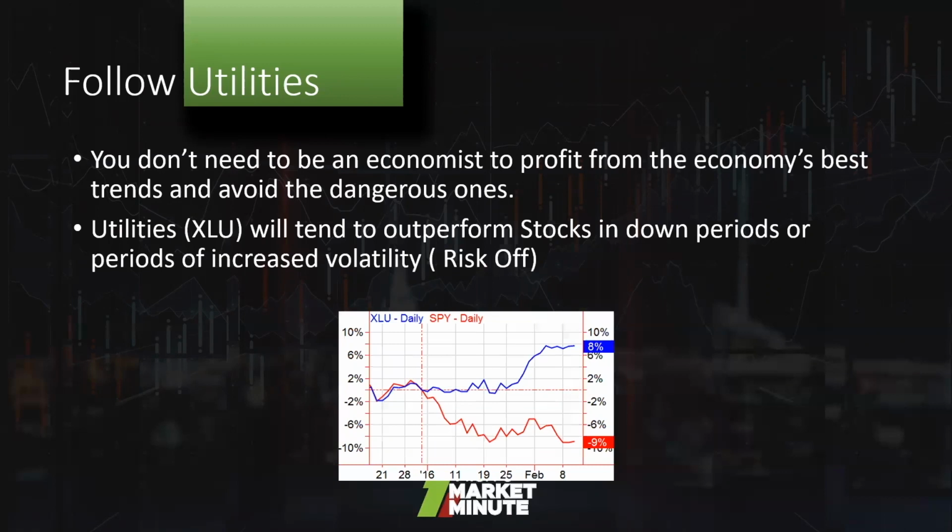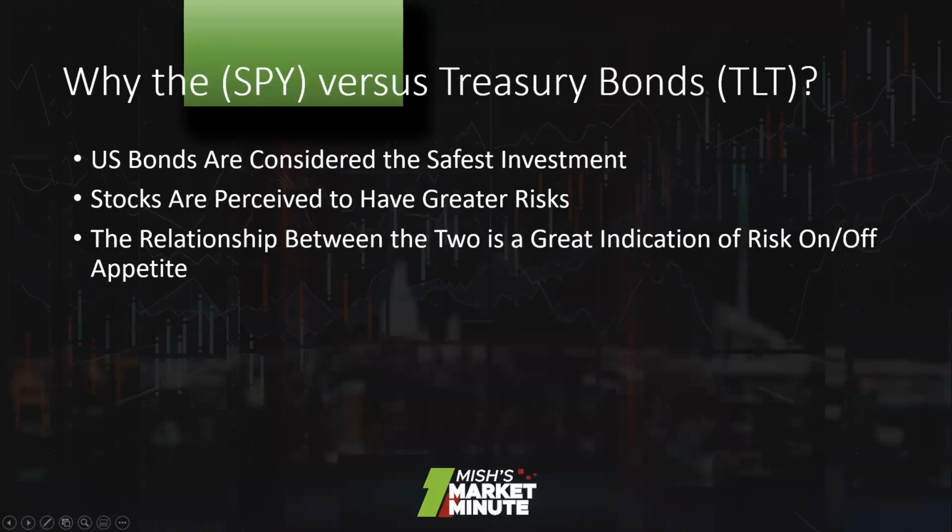And you can also see here that basically we're just looking back at the past. So when you have the utilities going up and the SPY going down, that's definitely a risk off. Sometimes they don't necessarily work in tandem like that.